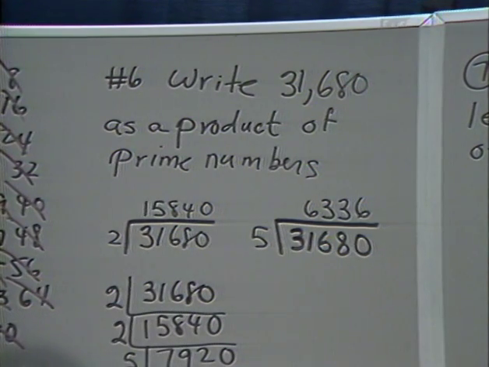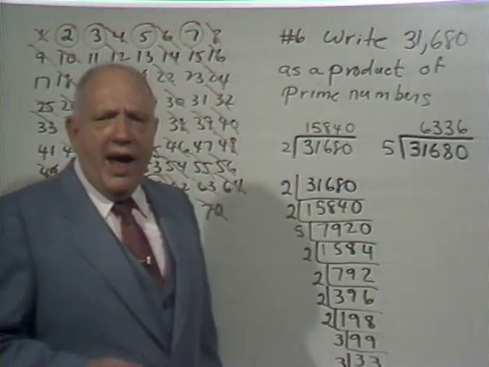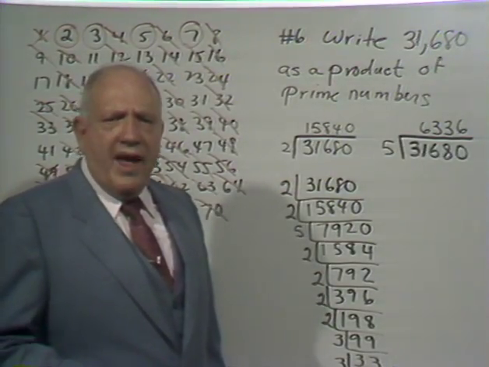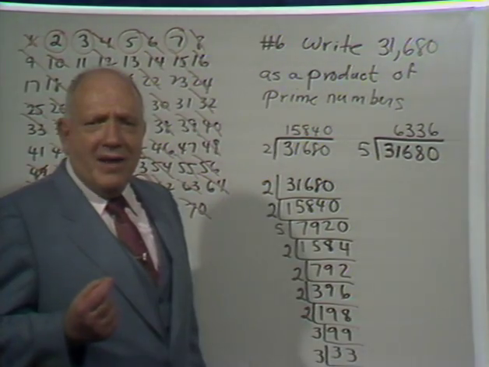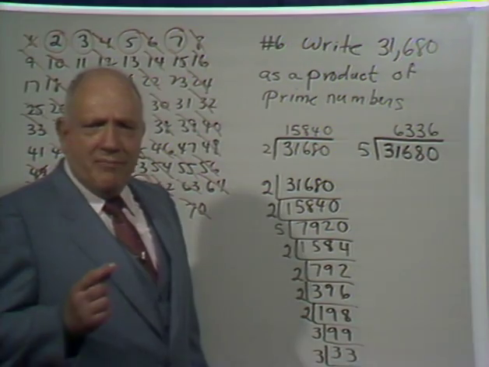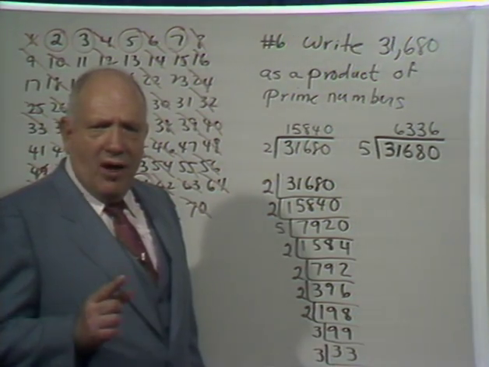Notice that the number ends in 0. Any number that ends in 0 is divisible by both 2 and 5. 2 times 5 is 10. That means I could divide this by 10, but 10 isn't a prime number. See, 10 is 2 times 5. Remember what a prime number is. It's divisible only by itself and by 1.